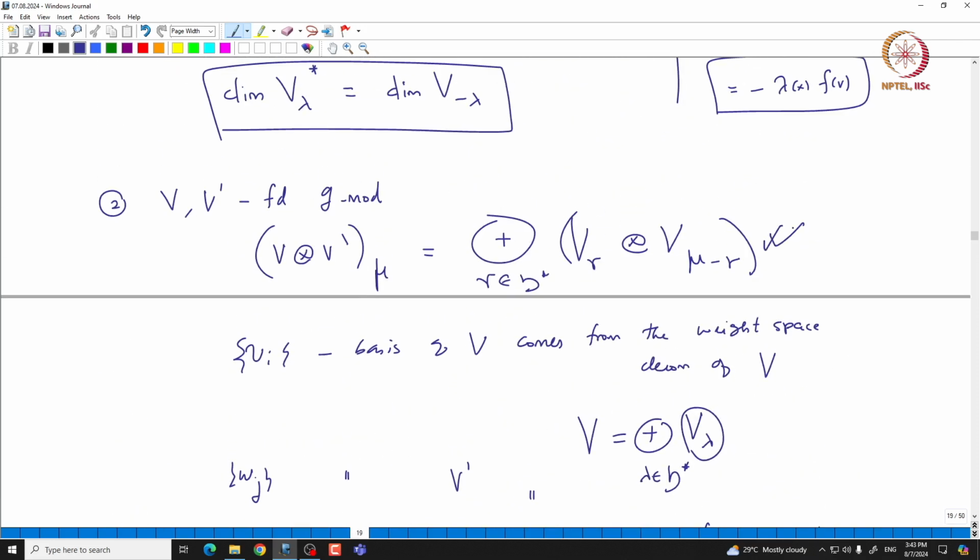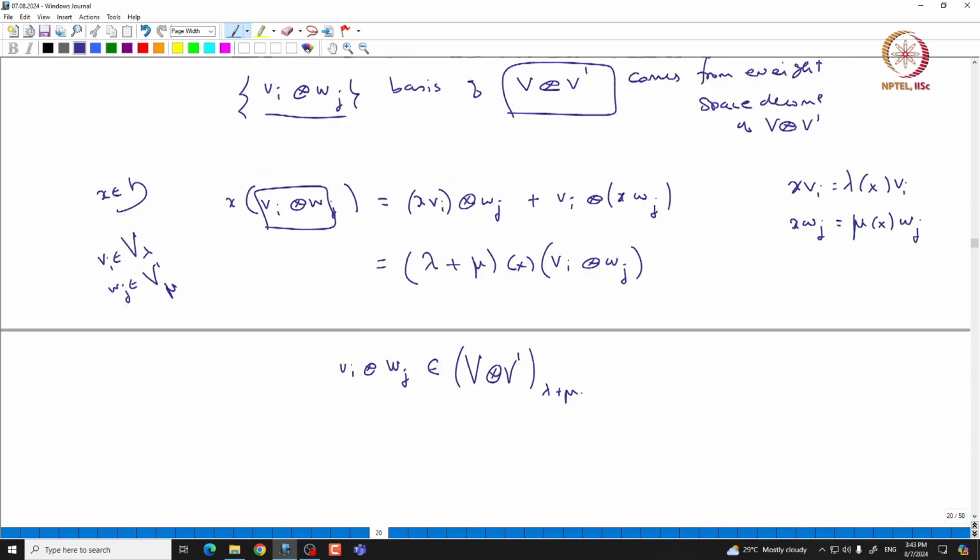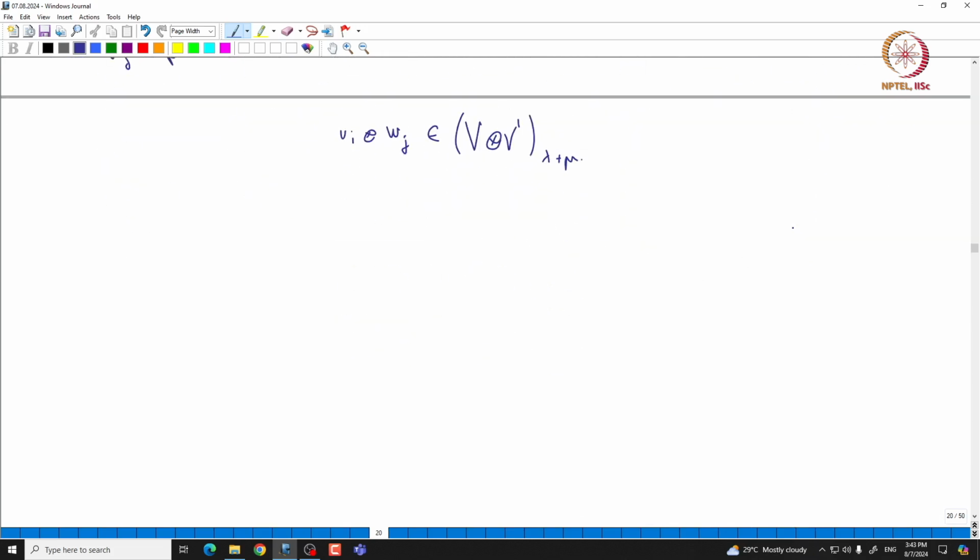So, this way we are getting some information about the weights of these dual and tensor modules using the weights of V. I will leave it to you to think about what the weights of the symmetric product and the alternating product will be, and so on.